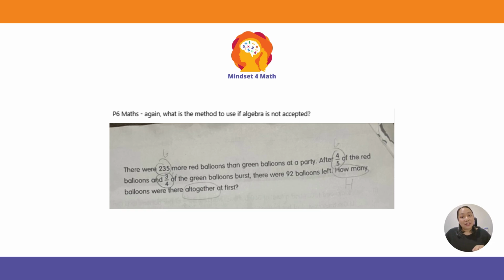A good alternative for algebra is the bar model method, especially for students who are still finding it difficult to understand algebra or to solve word problems using algebra. So let me show you how to do this.